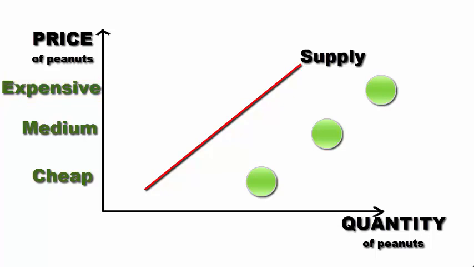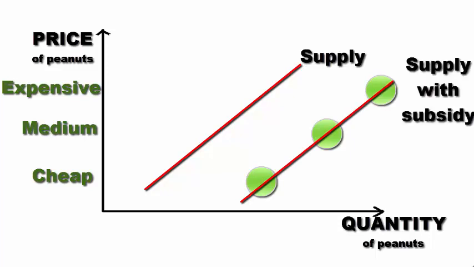At every possible price, more peanuts are available due to a change in a determinant of the market. What has happened is the entire supply line of peanuts has shifted to the right. This is also known as an increase in supply. This didn't happen because of a change in price, rather a change in a supply determinant.